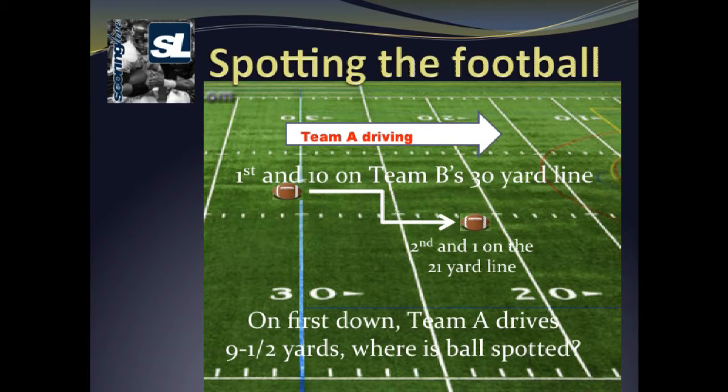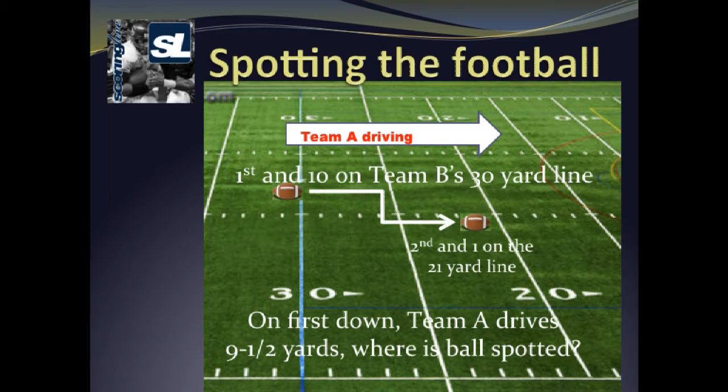Let's do another situation. Team A is driving. It's 1st and 10 on Team B's 30-yard line. On first down, Team A drives 9.5 yards, just short of the 20-yard line. So where is the ball spotted on this play? On this play, the ball is in between the 21 and the 20, right? Because we're short of the 10 yards required.